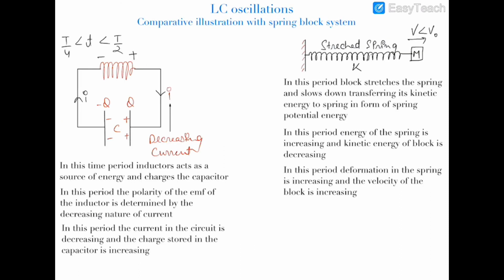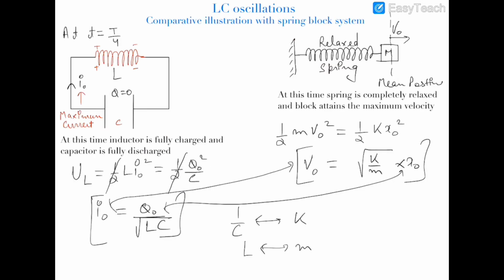Now as the time will progress, after the time T by 4 and at a time less than T by 2, in that period when the time is between T by 4 and T by 2, the inductor would be giving its energy to the capacitor, and it is very important to note the polarity. You should see that throughout the time when the capacitor has charged this inductor, the polarity of the inductor is such that at the left hand side it is the positive terminal and at the right hand side it is the negative terminal.